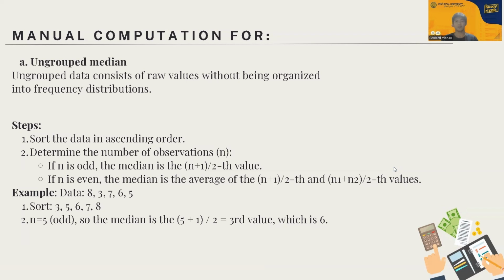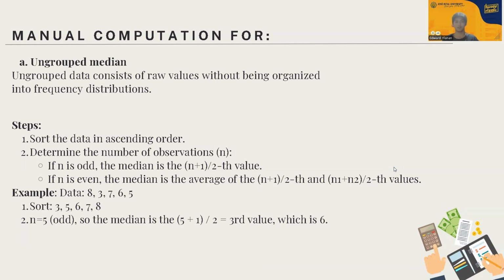Manual computation for ungrouped median. Ungrouped data consists of raw values without being organized into a frequency distribution. Step 1. Sort the data in ascending order. Step 2. Determine the number of observations.